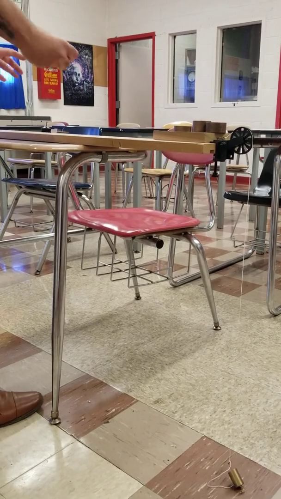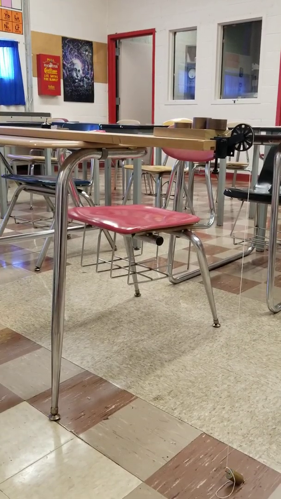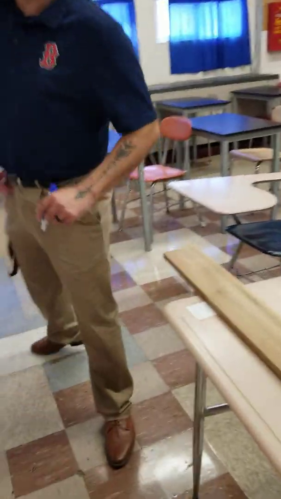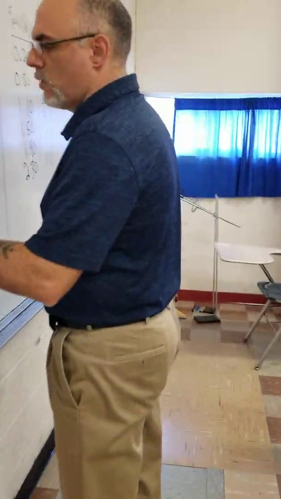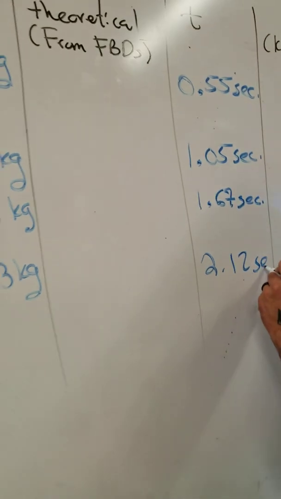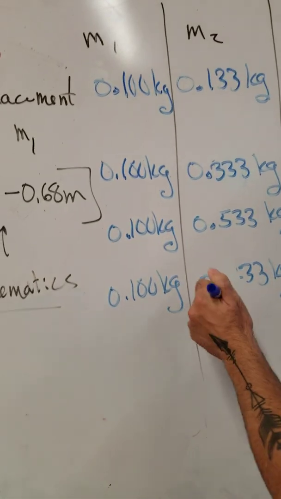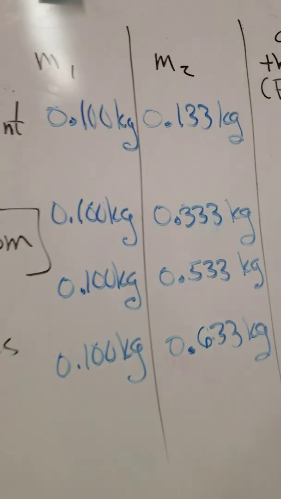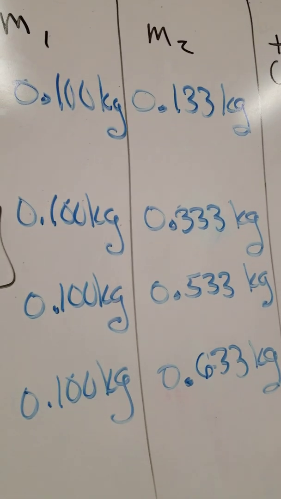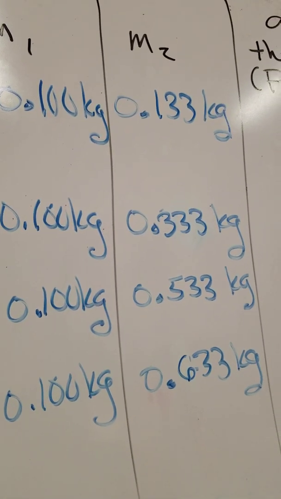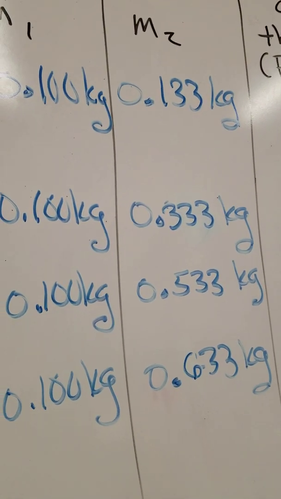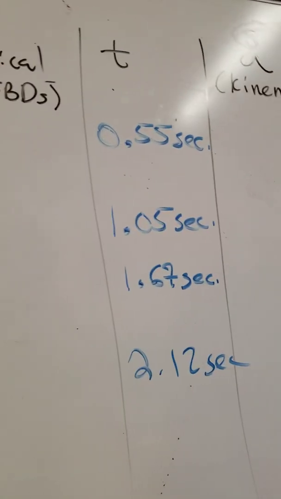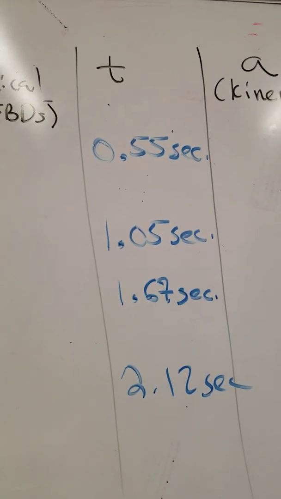Go. Still pretty constant, but yeah, I'm going to keep it just for now. We'll see how the data plays out. 2.12 seconds. So this is 2.12 seconds. Let me change this. This is 0.633 kilograms. So let's get all that data. So there's the changed mass. Yep, there's your T. Cool.